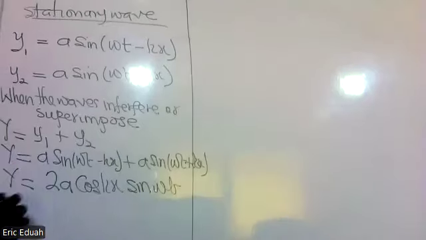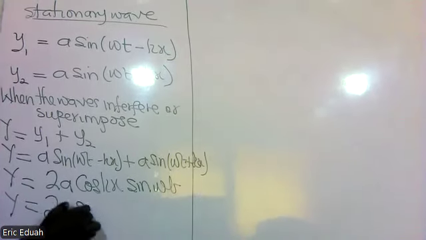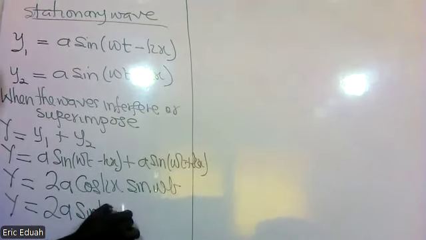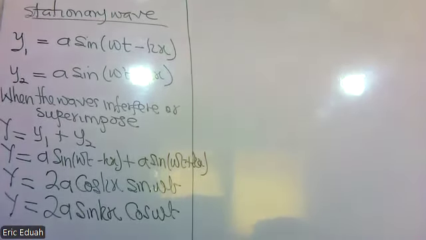The equation can also be y is equal to 2a sine kx cos omega t. Now, what is the difference?